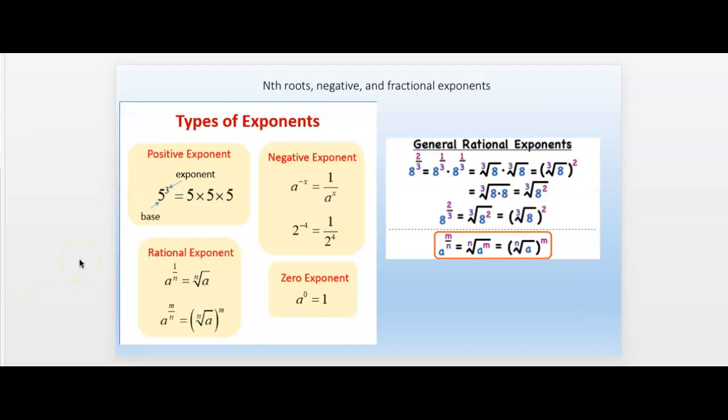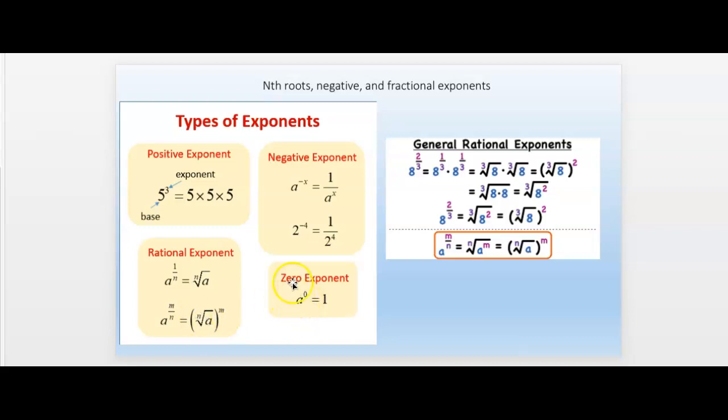All right, guys, just some kind of a summary here. Again, a positive exponent means 5 times 5 times 5, all right? That's what an exponent does. A negative exponent, again, means reciprocal. So it's just 1 over that number. Guys, a rational exponent, again, 1 over n just means the nth root. But when it's a fractional exponent, the m is what we're raising it to, the mth power. The n is the root.